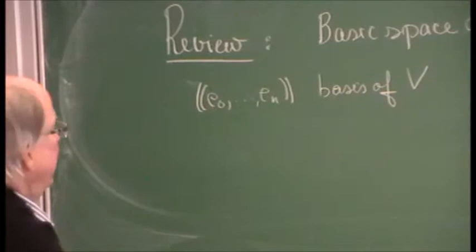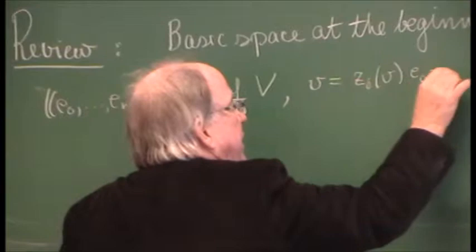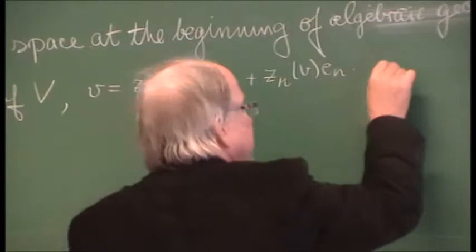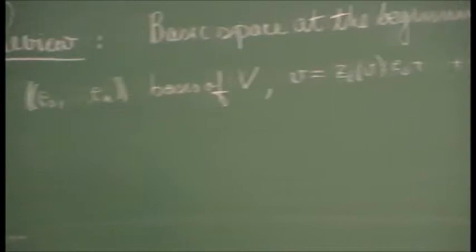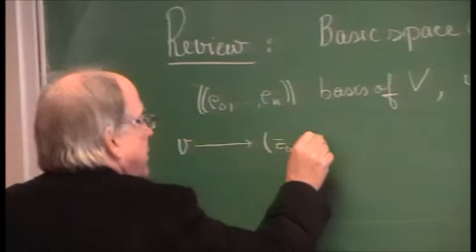A vector in this vector space can be written in coordinates. Let's emphasize the fact that these zi's are linear functionals on the space. And so we have a mapping which sends a vector to its coordinates, of course an isomorphism from V to Cn.